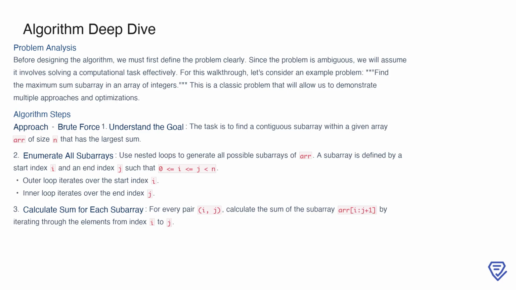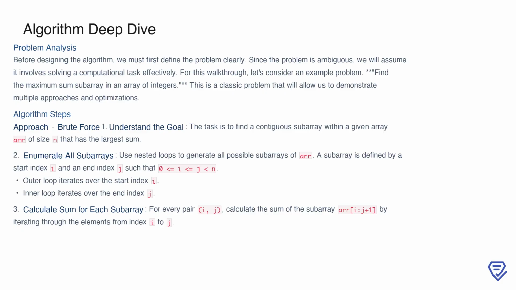To start, we need to clearly define the problem before diving into algorithm design. Here, we're tasked with finding the maximum sum subarray within a given array of integers. This means identifying a contiguous portion of the array that produces the largest sum. For example, in an array like -2, 1, -3, 4, -1, 2, 1, -5, 4, the subarray 4, -1, 2, 1 has the maximum sum of 6.